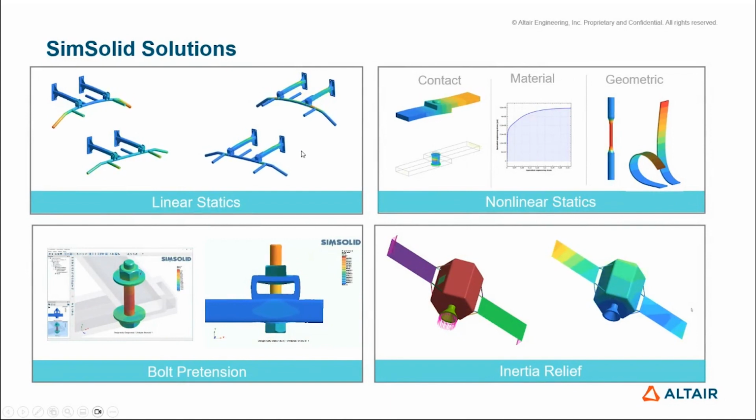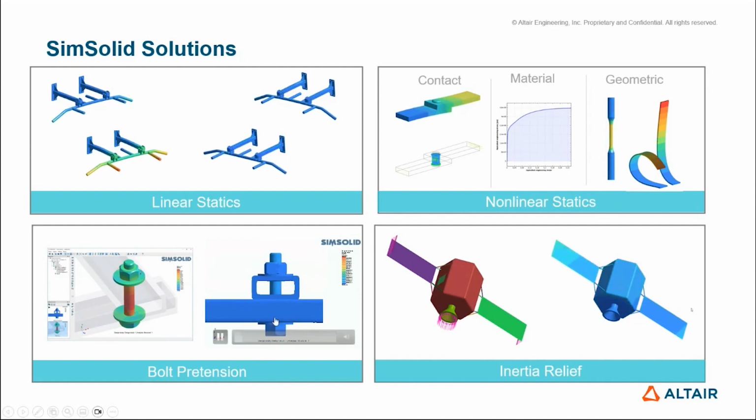So here you can see just some examples, linear static, and this is the pull-up bar example I'll be showing just now. Contact, you have nonlinear static, contact, material, geometric, bolts, pre-tension. Here you can see in quite a different fashion what SimSolid does is when you input the pitch of the thread, it asks you to input the number of turns on the nut, and this will of course then generate the appropriate preload in that bolt.